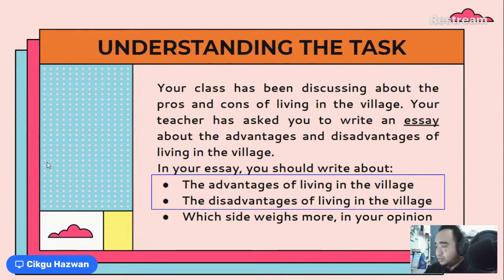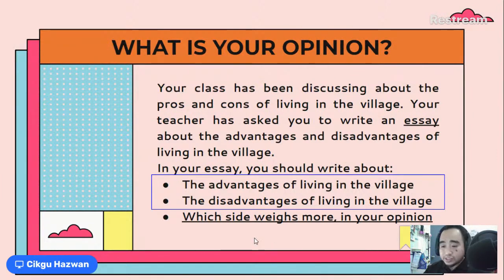And then at the end, you can see down there, which side weighs more in your opinion. So this is the thin line I mentioned just now, separating argumentative and expository. Which side weighs more in your opinion? You have to take one side at the end when you are writing the conclusion. So mana satu you nak pilih? Is it advantages or disadvantages?